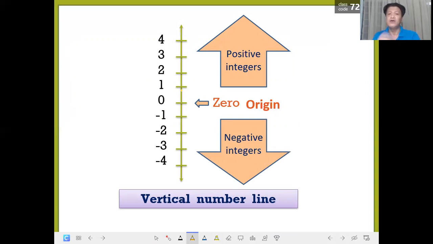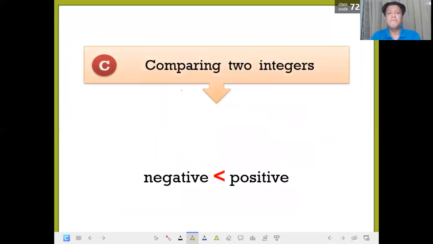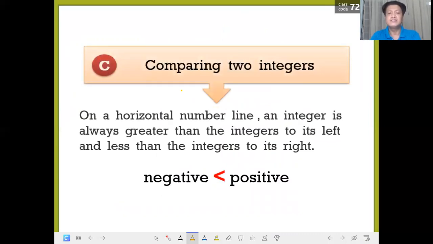Halimbawa niyan, di ba sa hagdan, pag tumataas ka, syempre, yung step mo ay lumalaki din kasi nga that is increasing. Going down, bumababa ka, di ba? Okay, lumiliit yung value mo. That's negative.